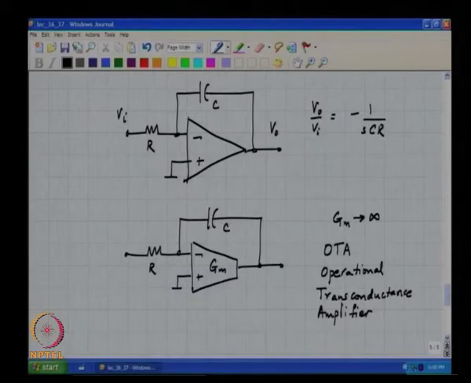Of course, it is not possible to get an infinite gM. In practice, gM will be finite. If gM tends to infinity, the input output relationship will be minus 1 by SCR again. Is that clear? If this gM tends to infinity, the transfer function will tend to minus 1 by SCR, and what will be the output impedance?